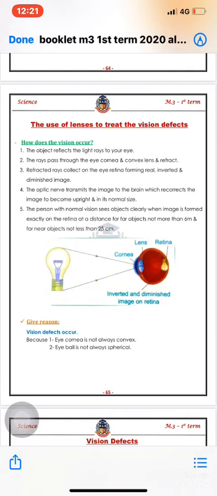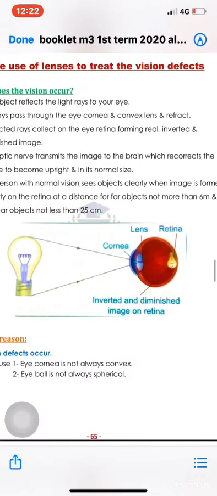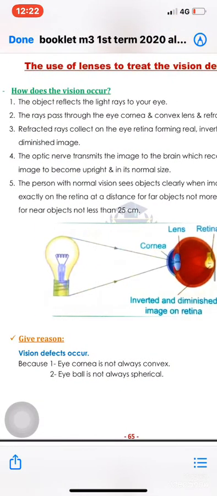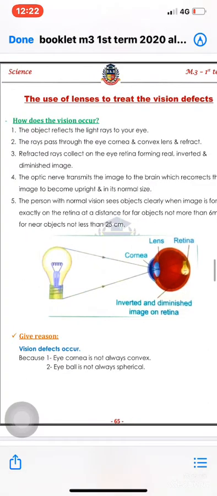How does the vision occur? How can we see, okay? The object reflects the light rays to your eye, as you see here, okay? Then the rays pass through the eye cornea and convex lens, and then they refract. The refracted rays collect on the eye retina, which is at the back of the eye, forming a real inverted and diminished image. Real inverted and diminished or small image.